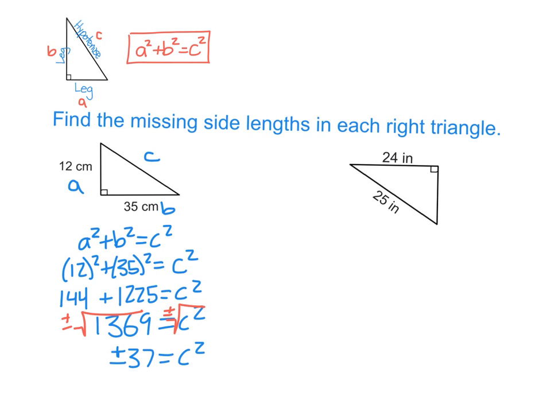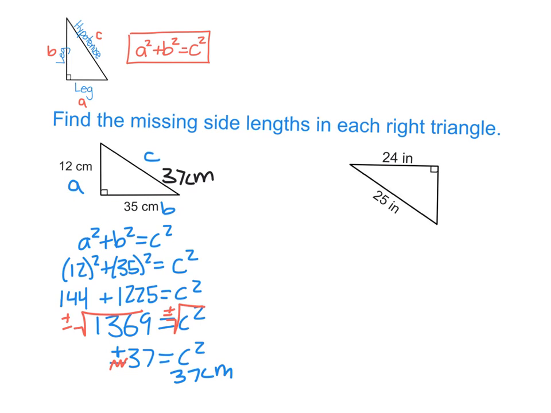And I can either make a note, or in my head I know that I can't actually use the negative, so I can get rid of it. And our answer is 37 centimeters. That means that my missing side length here was 37 centimeters. And I could check this by now taking all of my sides. 12 squared plus 35 squared should equal 37 squared.